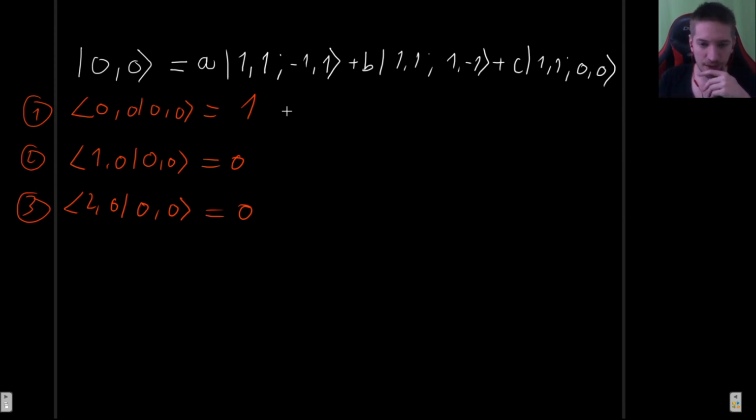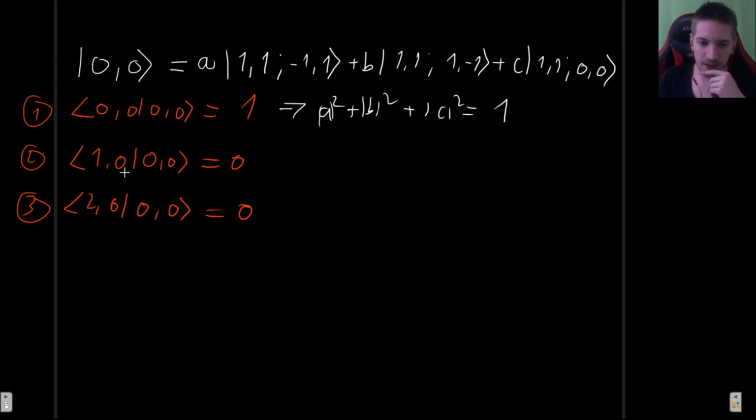Now let's go for each one of these. So this one is quite simple. We use the inner product of this state with itself. Each one of these is going to be 1 when it has the inner product with itself, and the inner product with any other state will be 0. So we're left with a squared plus b squared plus c squared is equal to 1.